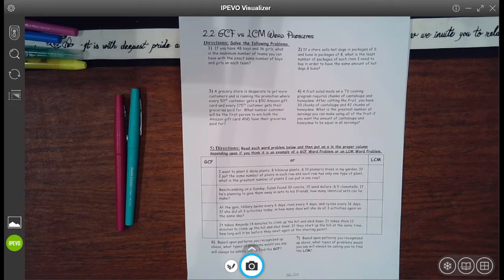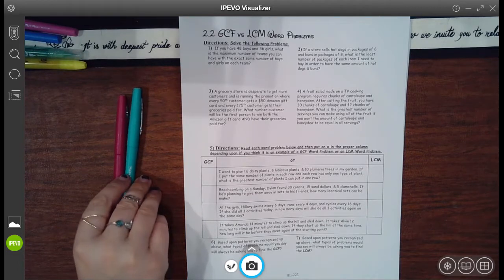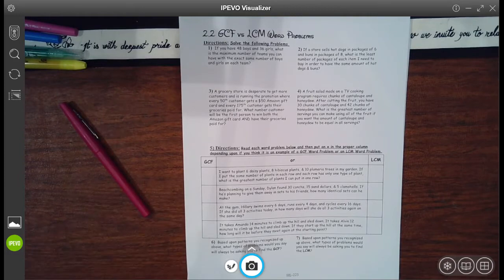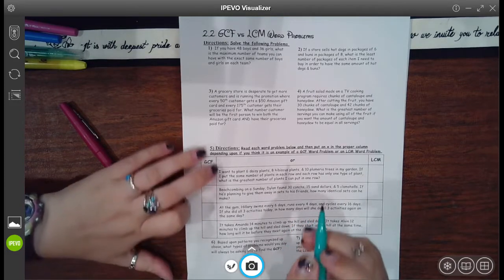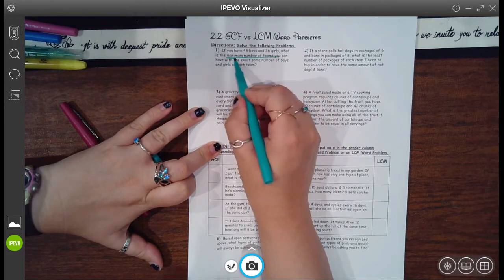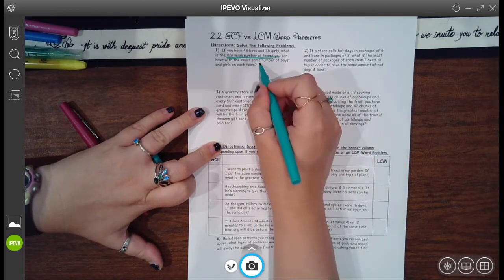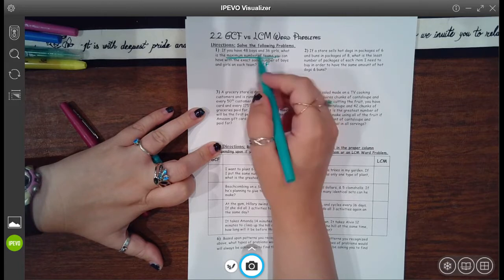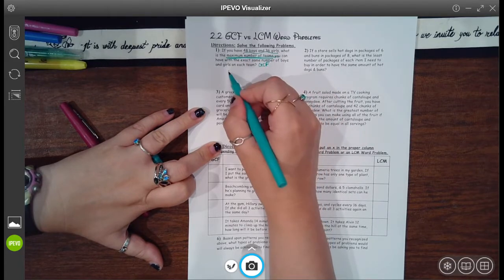So for number one, it says if you have 48 boys and 36 girls, what is the maximum number of teams you can have with the exact same number of boys and girls on each team? What do you think, GCF or LCM? Well, they kind of gave you this really big hint right here when it says what's the maximum number of teams that you can have. It's a GCF problem.